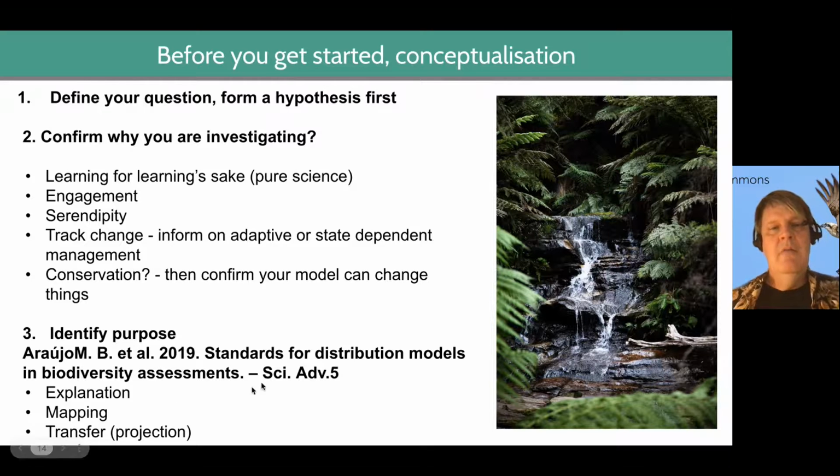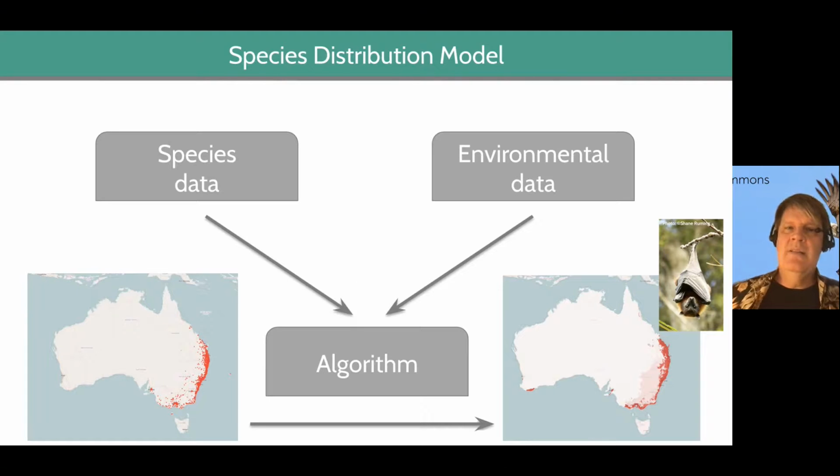So there's a good reason you spend the first year of your PhD thinking about your problem. It's because it's a critical part of the process. So I would encourage you to really think a lot before you get started. Because at the end of the day, a species distribution model is very simple. You take some species data, you take some environmental data, an algorithm is used to work through that data and create a map of where we think that species is likely to occur.